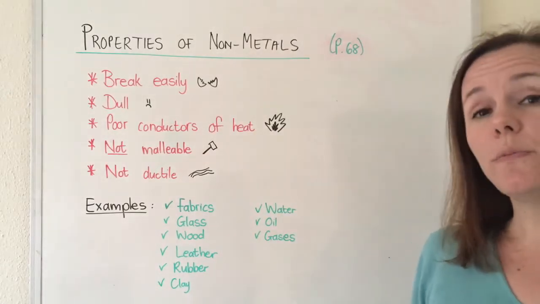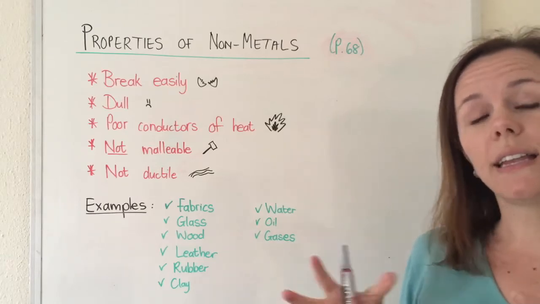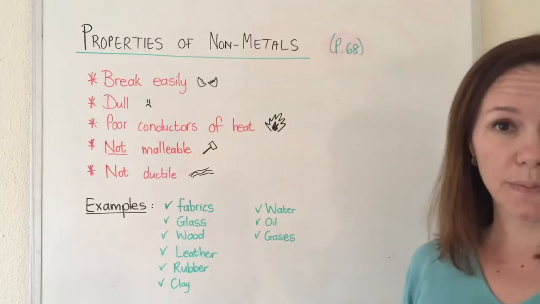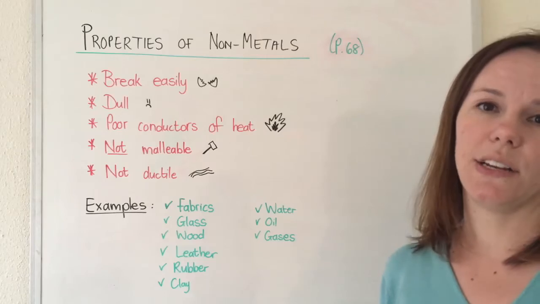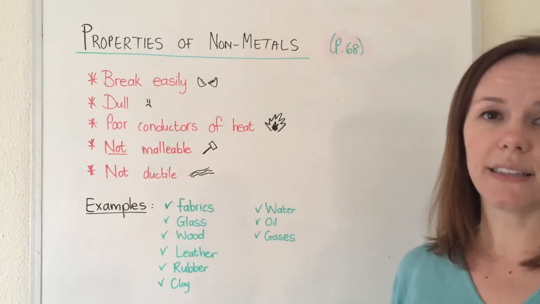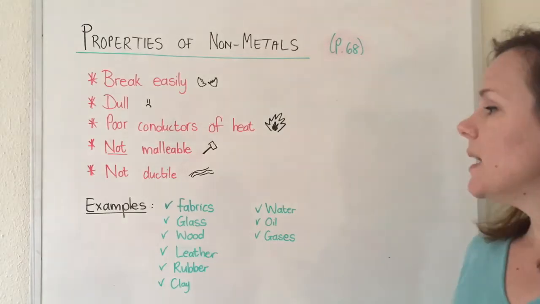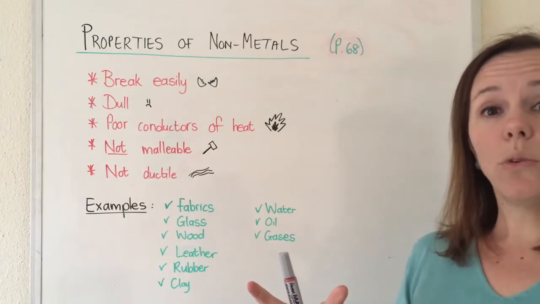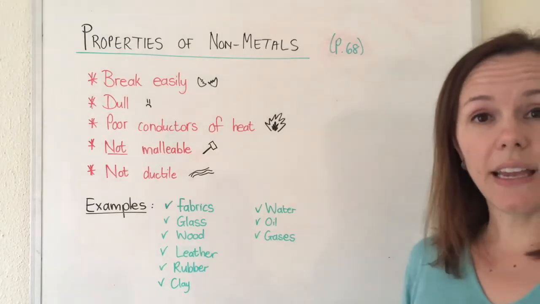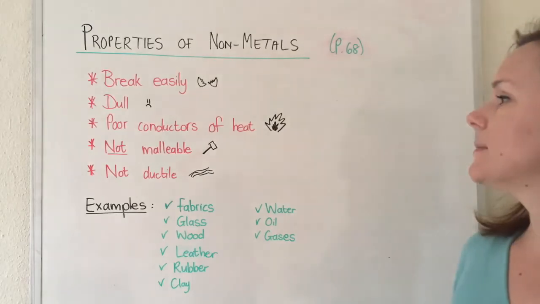Okay, poor conductors of heat. So we use metals for things that we want to be able to conduct and keep heat, like a pot. But we use non-metals when it's not essential for it to be able to conduct heat. So it will not heat up and keep the heat. A plastic, for example, if you put it in heat or on heat, it will melt instead of retaining that heat.